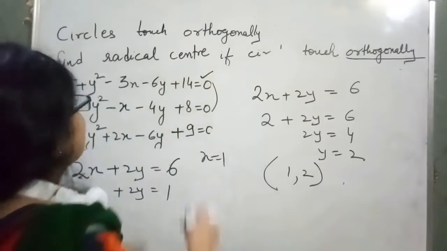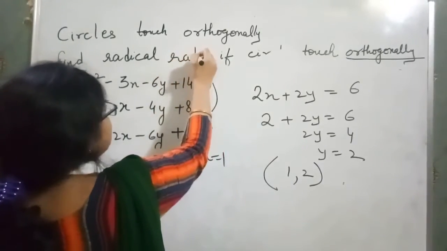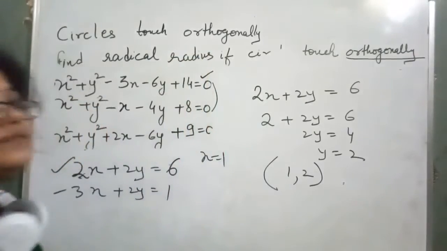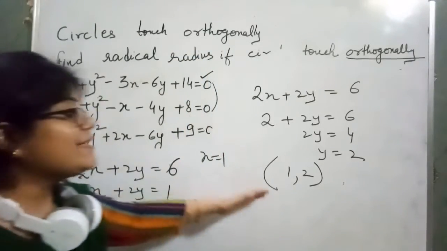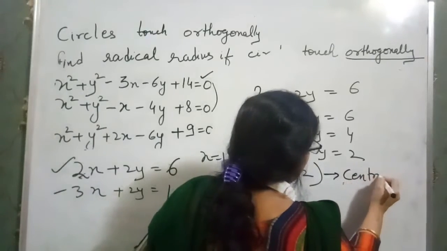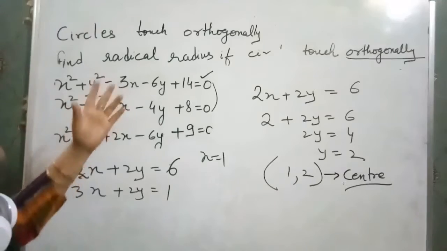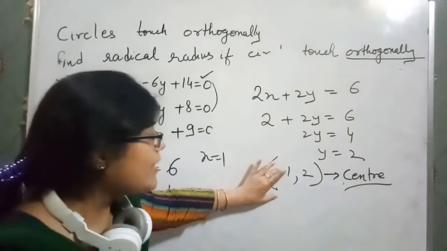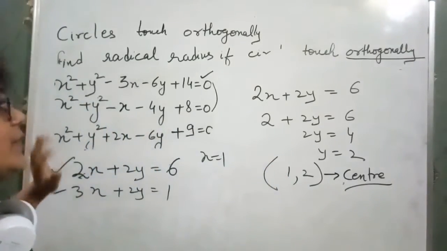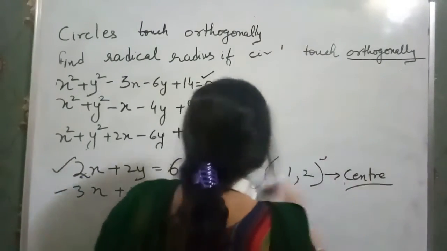Now if the question is given in this way, find the radical radius, if the circles touch orthogonally, then what do we do? You find the radical center. This is the radical center of the circles which touch orthogonally. Now in order to find the radical radius, put this value of x and y in either of the equations. Then you will be able to get the radical radius.